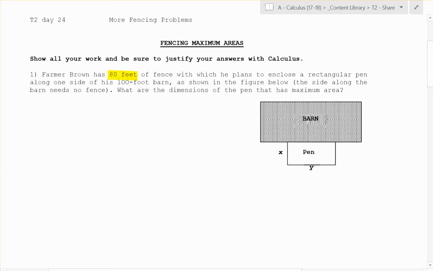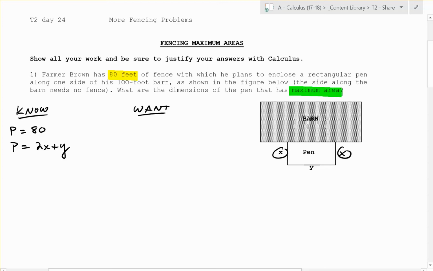So we already have our picture. So what do we know and what do we want? First we know that the perimeter is going to be 80 feet, but we also know the perimeter is, we have an x and another x over here, so it's going to be 2x plus y. And what are we supposed to do here? We're supposed to find the dimensions of the pen that maximize area. So we're maximizing area right here, so we want max area. What are the dimensions that maximize area? We want the dimensions that do that.